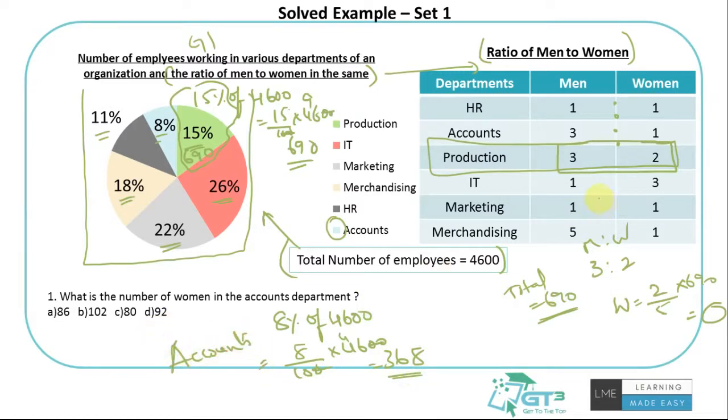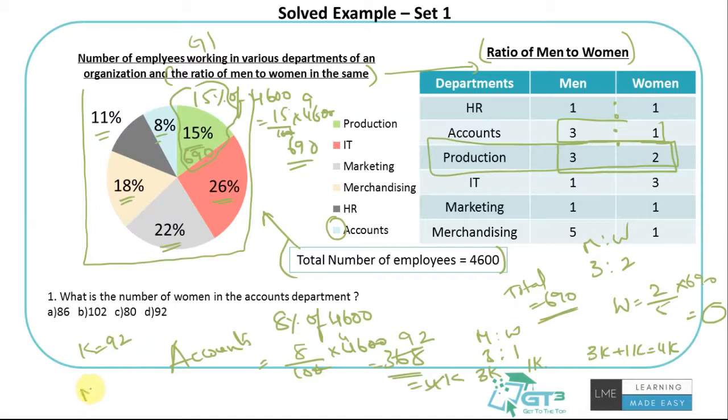What is the ratio of men to women in accounts? 3:1. So for every one woman, we have 3 men. So men to women is 3:1. So for the actual numbers, I take it as 3k and 1k. So the total is 3k plus 1k. Total I have 4k people, men plus women. That should be equal to 368. 4 9s are 36, 4 2s are 8. So that means the k value is 92.